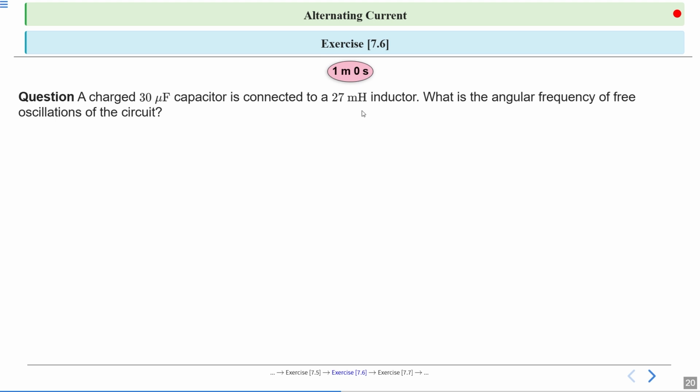circuit? This is an LC circuit. Only an inductor and a capacitor are connected, no resistor is there. So you have to calculate the angular frequency of free oscillations of the circuit. So you have to calculate the omega. Okay, so I will give you some time to think about it.